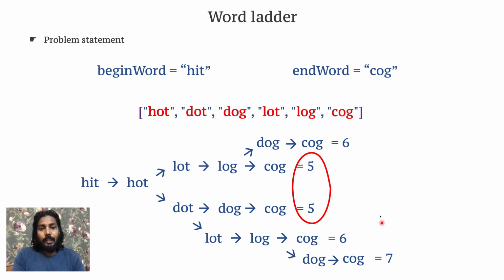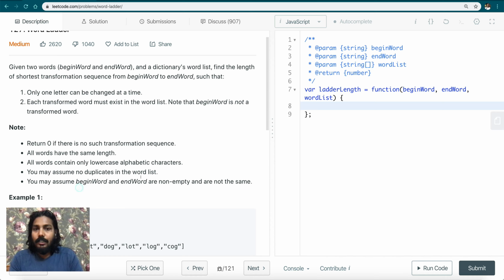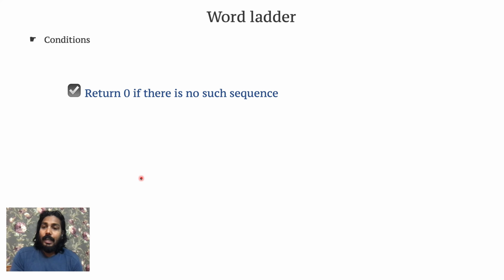We have to pick the minimum length and return it. So how soon can you reach the end word? By traversing the minimum set of words, you have to reach the end word. Is that clear? You can see we have several conditions here, so I have rewritten them. We have to return 0 if there is no such sequence, meaning there is no end word in the list. We will not be able to reach the end word if the word list does not contain it, so in that case just return 0.